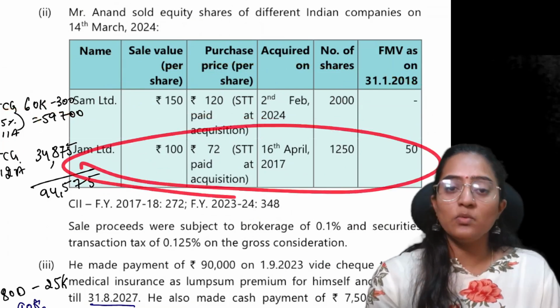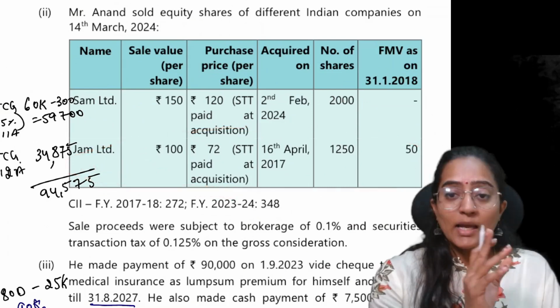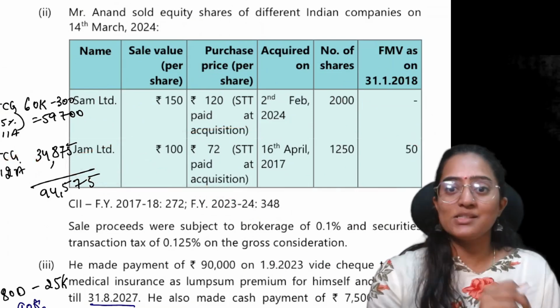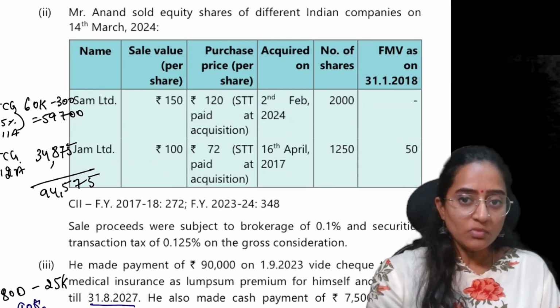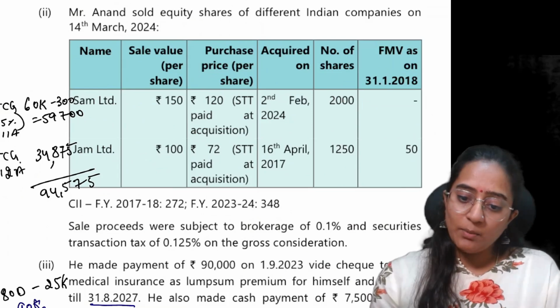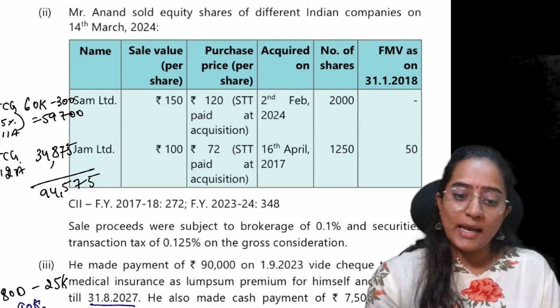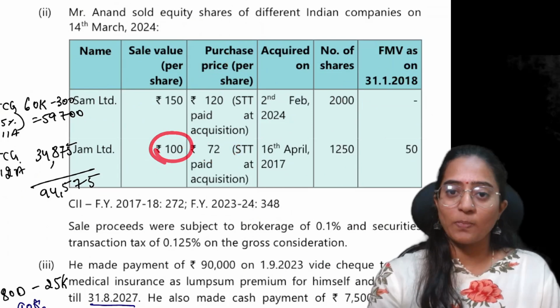However, this jam limited, whatever we are speaking about, is your long term capital gain, that too coming under section 112A. Now we have to determine the cost separately. You guys only tell me here: the fair market value as on 31st January 2018 is how much? 50. And the purchase price they have given, actual cost they have given, and the sale value they have given.